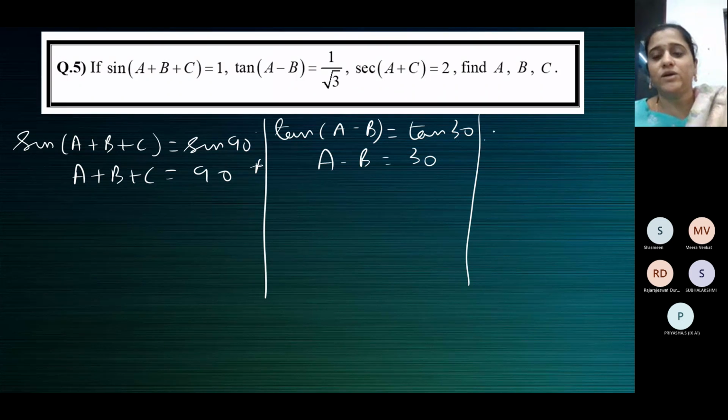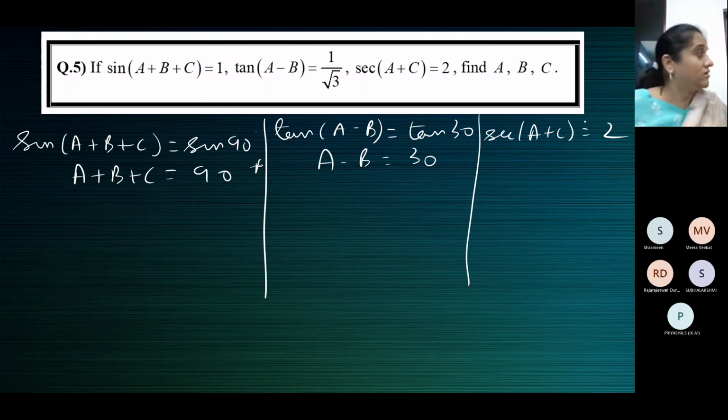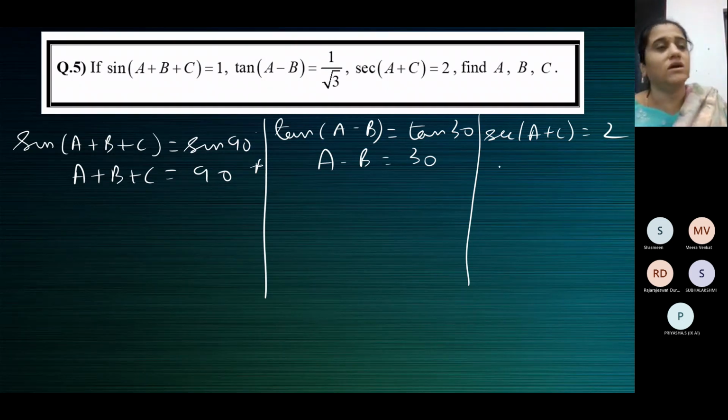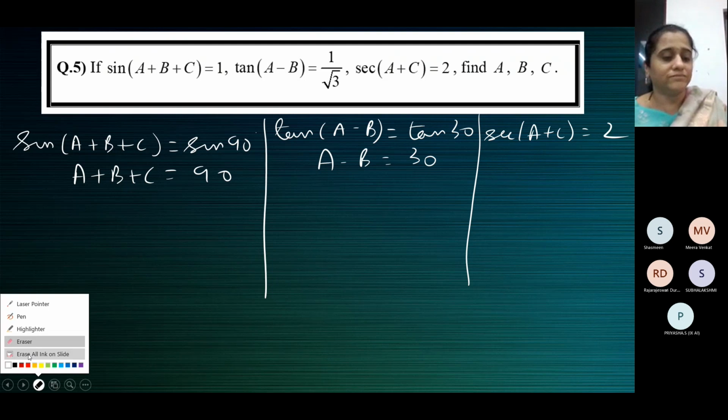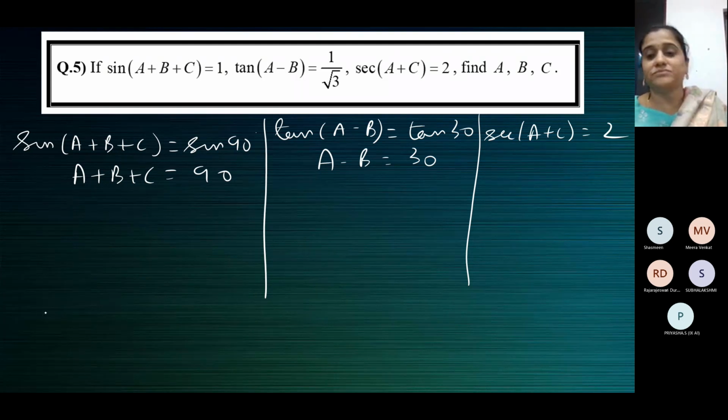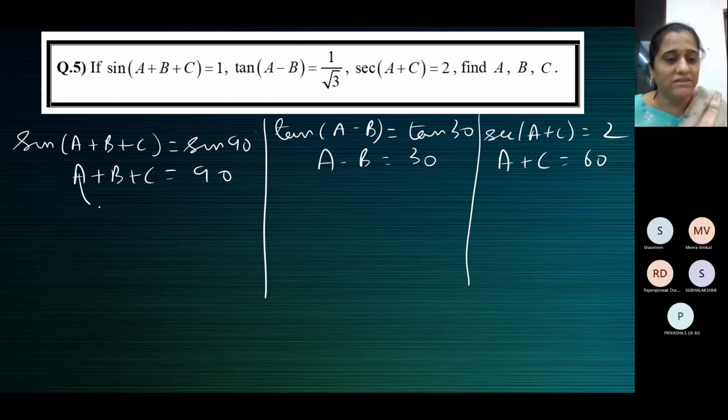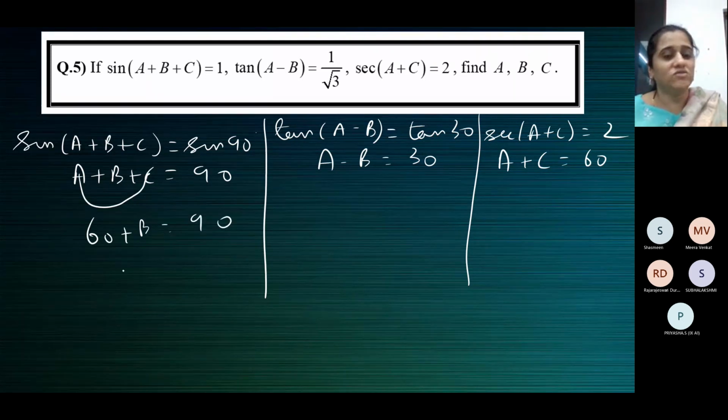Then what's the other one? Secant of A plus C is equal to 2. When is it 2 in the secant table? 60, because cos 60 is what? 1 by 2. So secant 60 is 2. So A plus C is equal to 60. Now see, A plus C is 60. So 60 plus B is equal to 90, correct? So B is equal to 30.